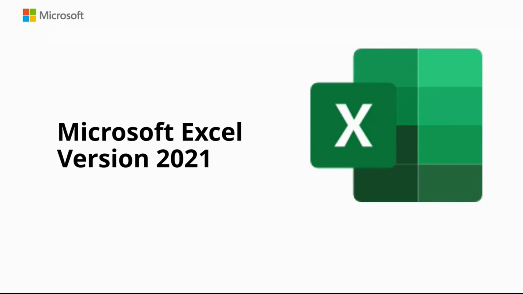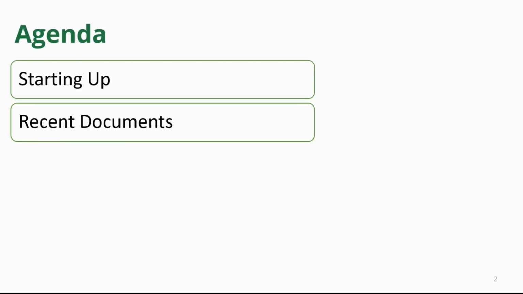In the first session, we learned what Microsoft Excel is and why it is important for all of us to learn it. Now, we will talk about how to start a document in Microsoft Excel, which is known as a workbook, and what recent documents are and how to access them. So let's begin our session for today. We will be starting with starting up and then recent documents.